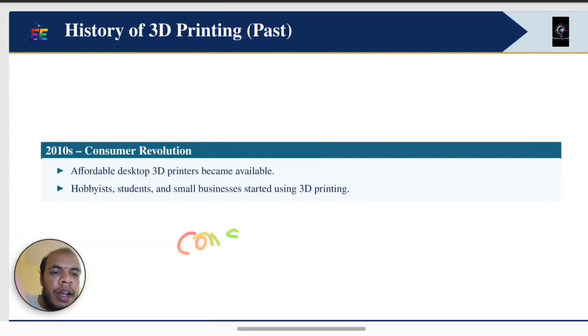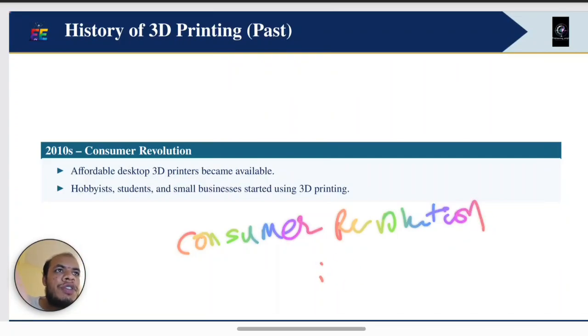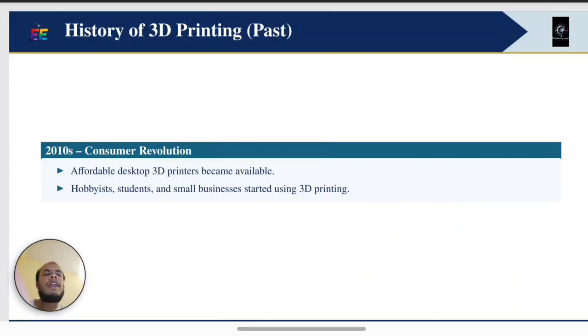What is that? Consumer revolution in 3D printing. So this period in 2010 we call the consumer revolution in 3D printing.